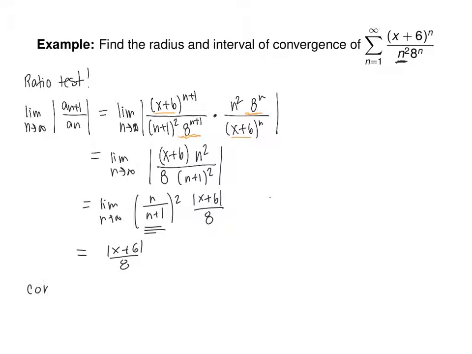And we will have that this series converges by the ratio test if this result, this absolute value of x plus 6 over 8, is less than 1. And that implies that x plus 6, absolute valued, is less than 8. And that 8 is your radius of convergence.